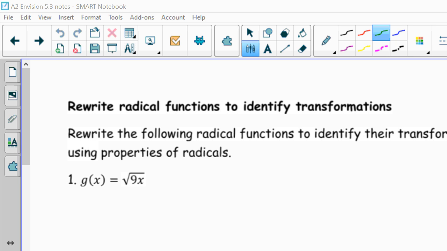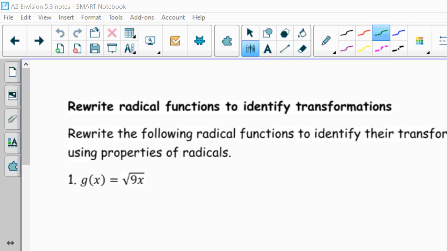Today in Algebra 2, we're going to look at the second half of section 5.3, which dealt with graphing radical functions. So today we're going to start with rewriting radical functions to identify the transformations. It says rewrite the following radical functions to identify their transformations from the parent graph using properties of radicals. Number one, g of x equals the square root of 9x.